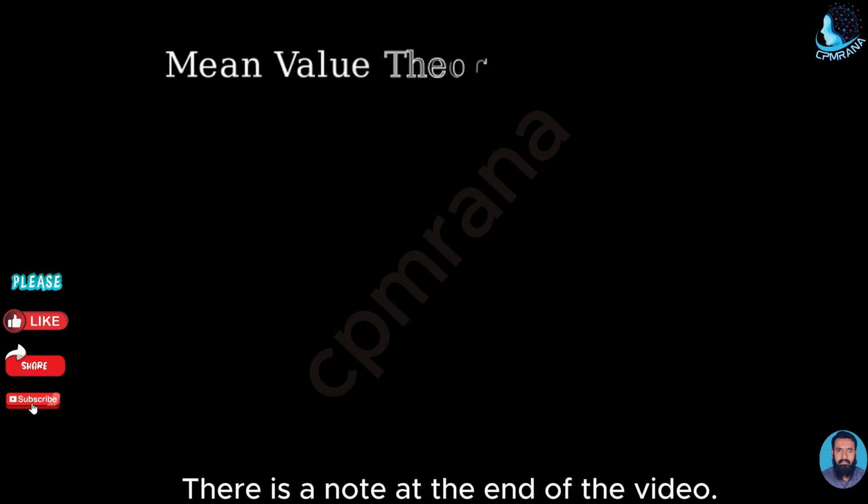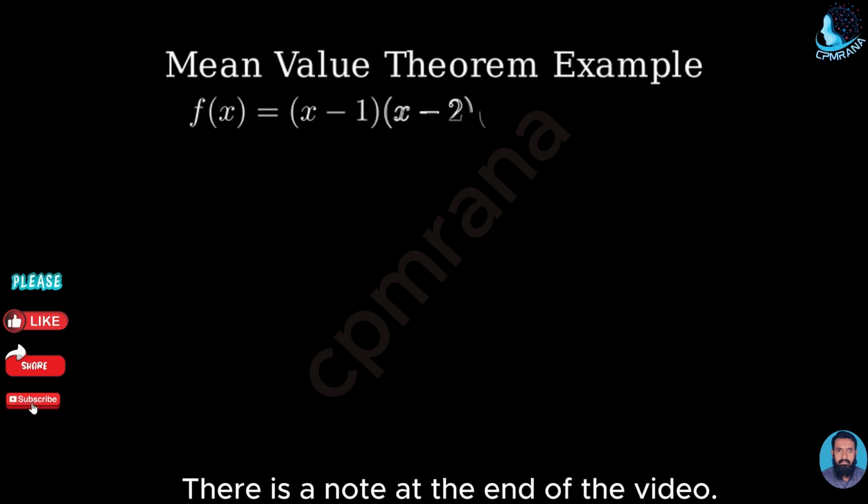Let's solve a problem using the mean value theorem. We need to find the values of c that satisfy the mean value theorem for the function f of x equals (x minus 1)(x minus 2)(x minus 3) on the interval from 0 to 4.